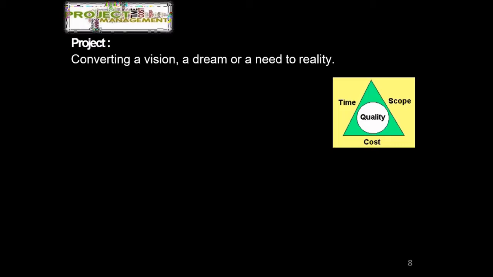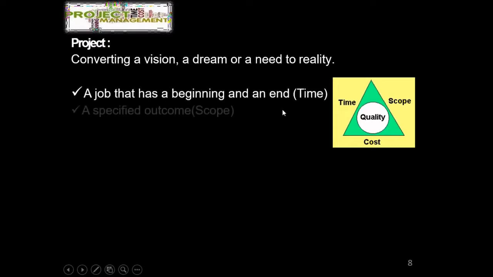Before that, everybody has to know what a project is. A project is converting a vision, a dream or a need into a reality. So whatever vision anybody has in the mind comes to reality by using the term called project. So here we can see a project comprises of these four parts: time, cost, scope, and quality. This triangle has to be maintained.